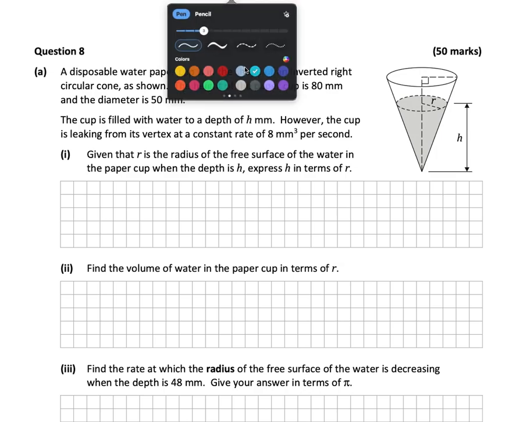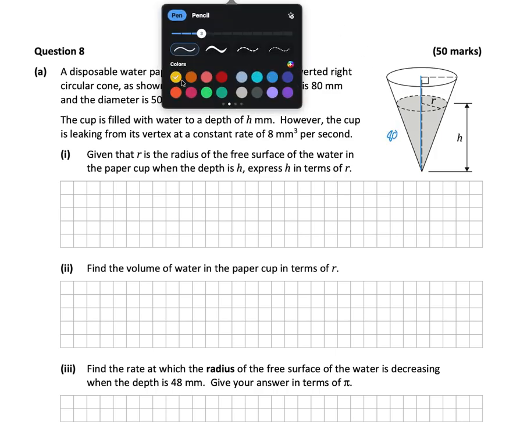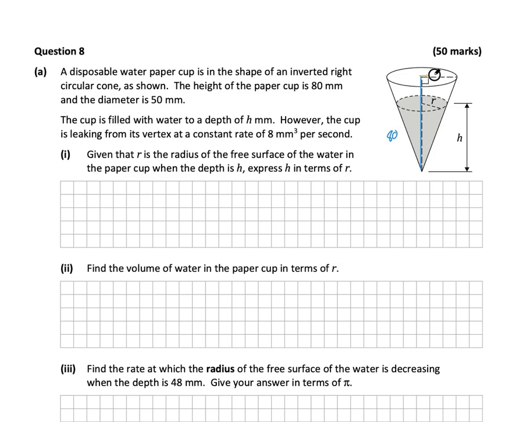So what I'm going to do for myself straight away to help me is mark in those measurements, because they haven't done that. So the full height of it is 80. Then going across, I'm going to have 50, but if it's 50 the full way across, then don't I know that the full radius when the cup is completely full is 25.